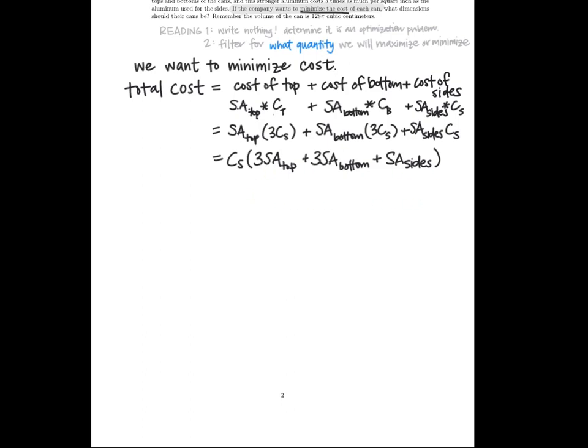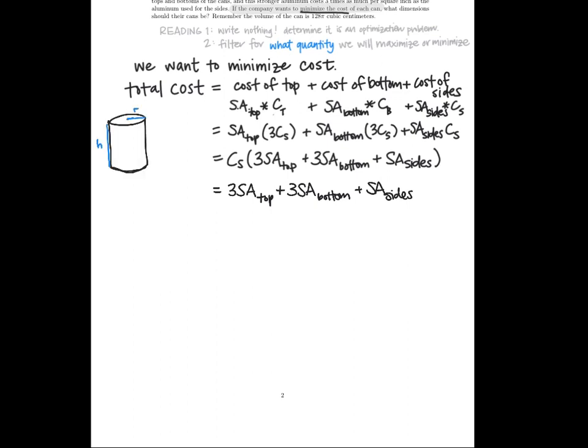So I'm going to divide out the CS, and I'm going to say the total cost is 3 times the surface area of the top plus 3 times the surface area of the bottom plus the surface area of the sides. Here's where a picture of that can would be really helpful. Draw a cylinder, label the important parts of a cylinder that are involved in the computation of its surface area. So that would be radius and height.